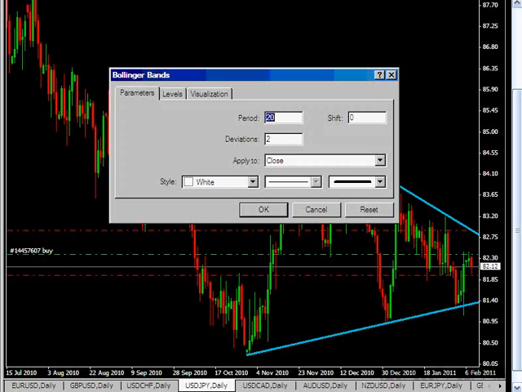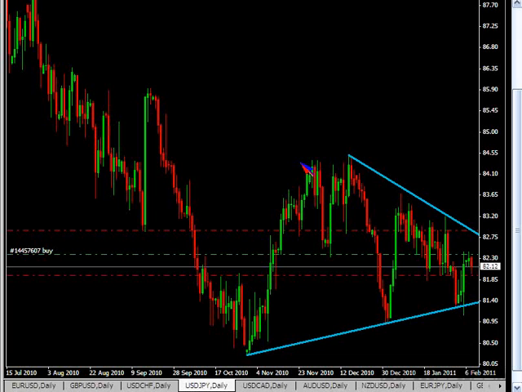By the way, in terms of the Bollinger Bands, I always have default settings, which is 20 periods, moving 20 periods back, 2 standard deviations on a closing basis. You look for the closing candlestick, 20 periods back, 2 standard deviations, 20 and 2.